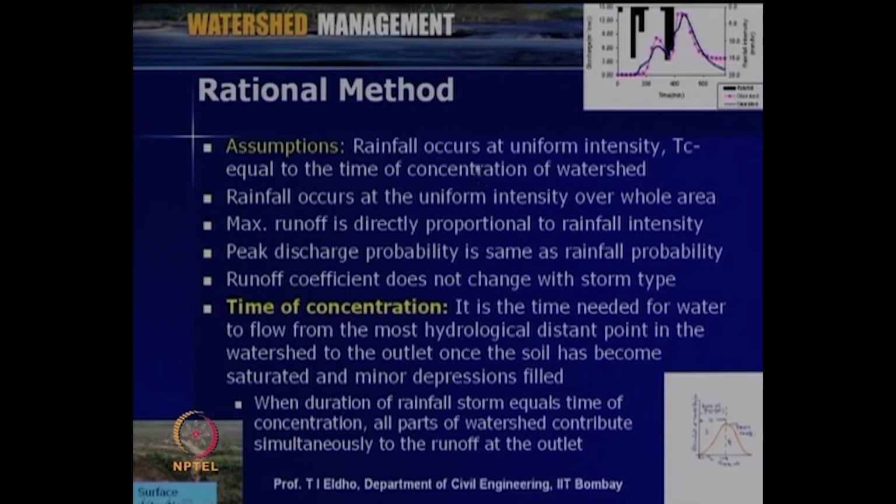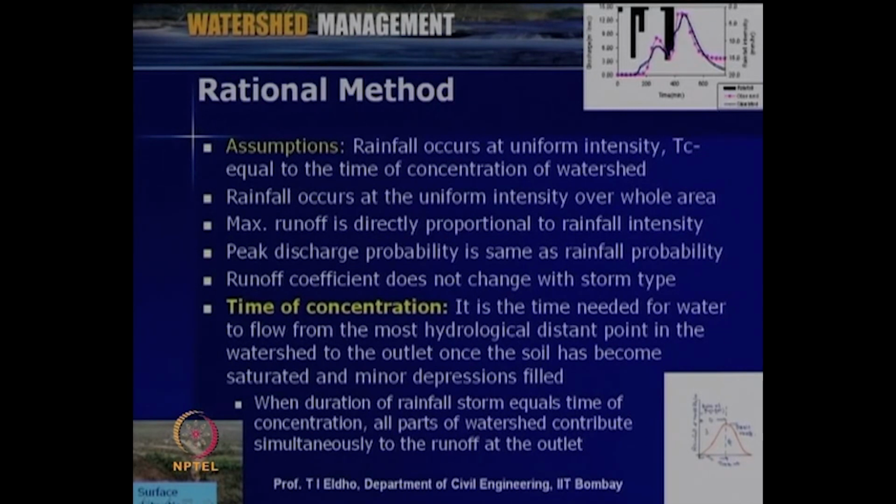As I mentioned, this time of concentration is very important in this method. Time of concentration is the time needed for water to flow from the most hydrologically distant point in the watershed to the outlet once the soil has become saturated and minor depressions are filled. For example, if this is our watershed and this is the farthest point of the watershed, and this is the outlet, how much time is taken for the water to flow from the distant point to the outlet? When the duration of the rainfall storm equals the time of concentration, all parts of the watershed contribute simultaneously to the runoff at the outlet.